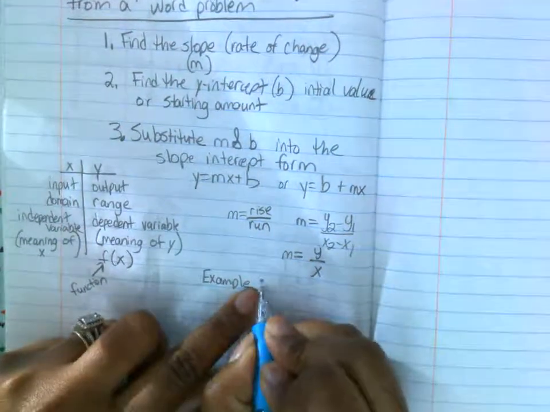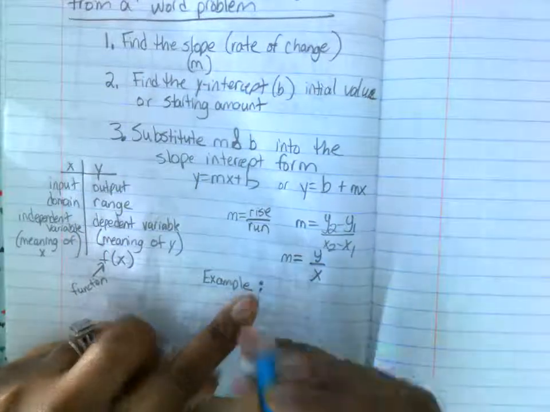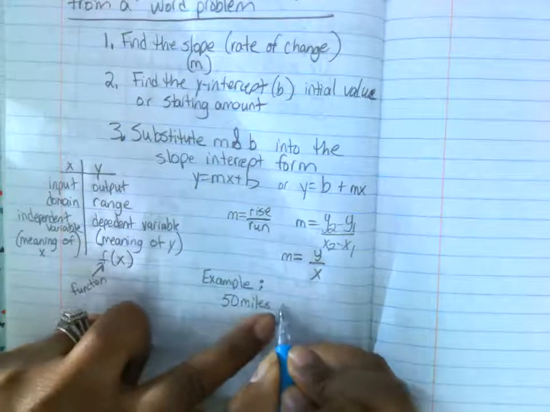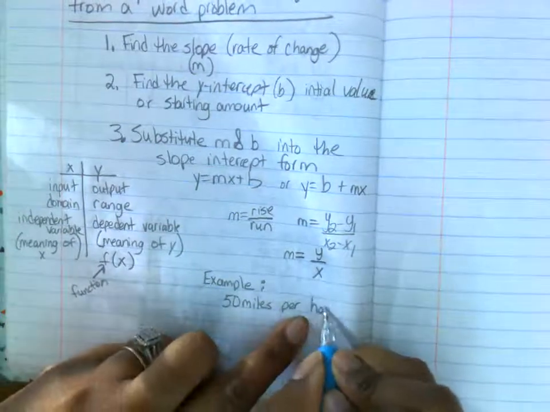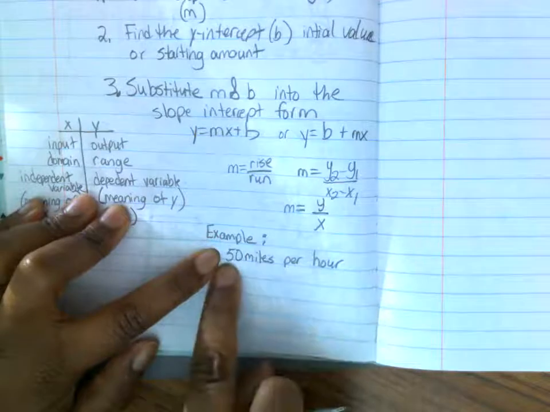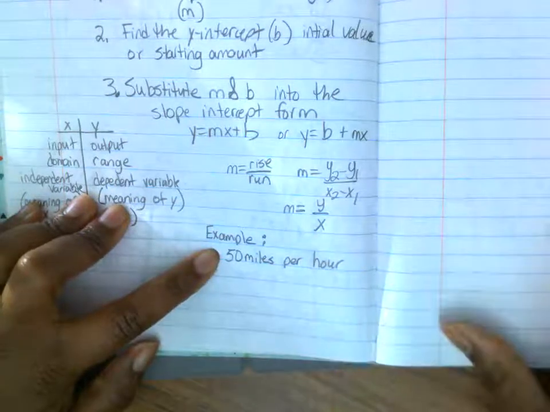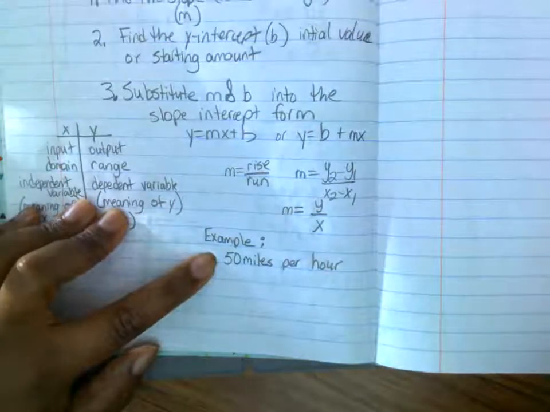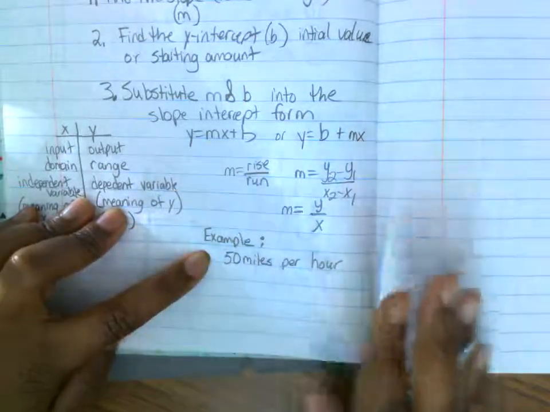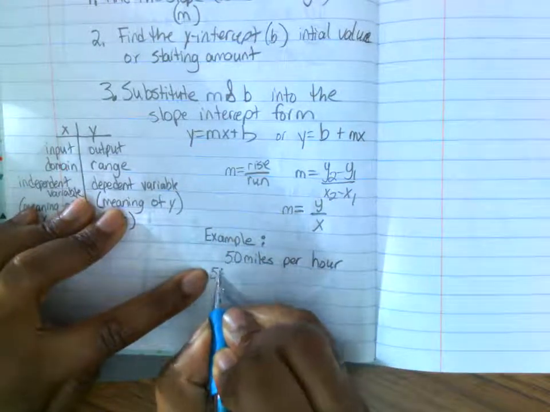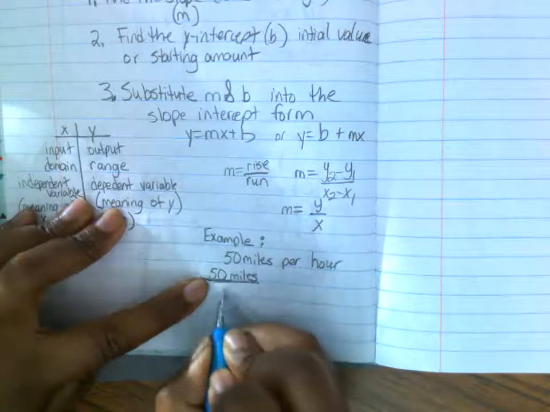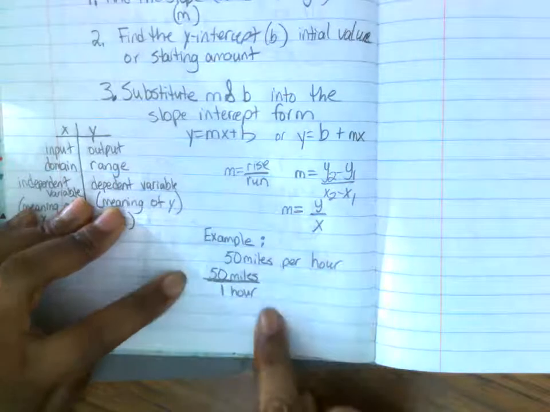So with slope, or with rate of change, I'm going to give you an example of a rate of change. And the example is 50 miles per hour, or 1 hour. This is a rate, which makes this the slope, because you're going 50 miles for every single hour. Okay? So this is a rate or slope. Another way to write that as a fraction is 50 miles on the top per 1 hour on the bottom.